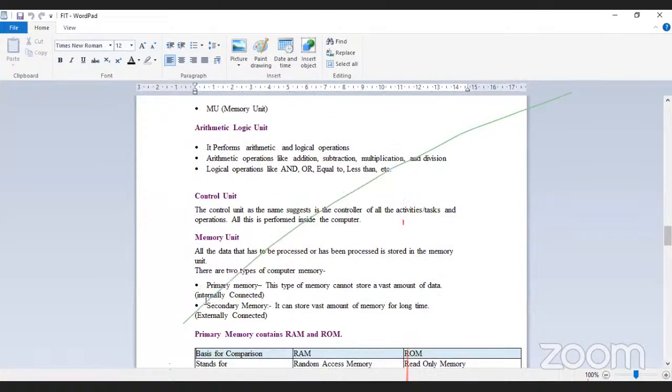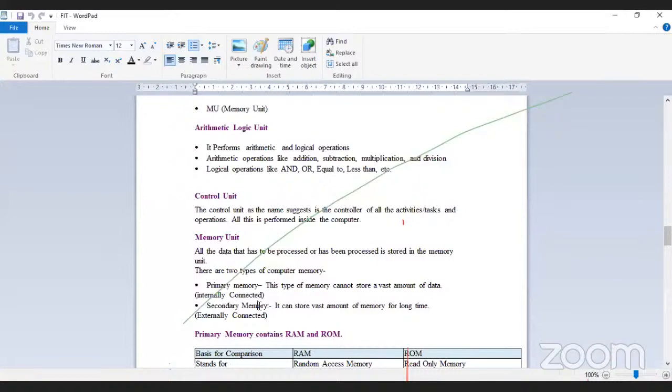So here, basically two things are there in the memory unit. What are those? The first one is primary memory, and the second one is secondary memory. So a memory unit contains two types of memory: primary memory and secondary memory. What is the meaning of primary memory?